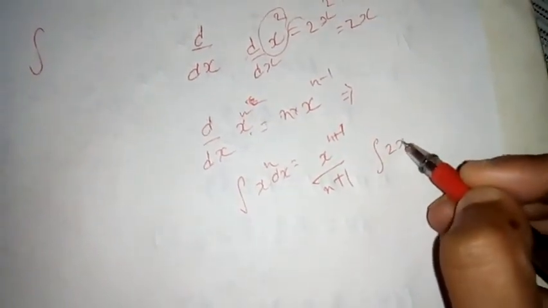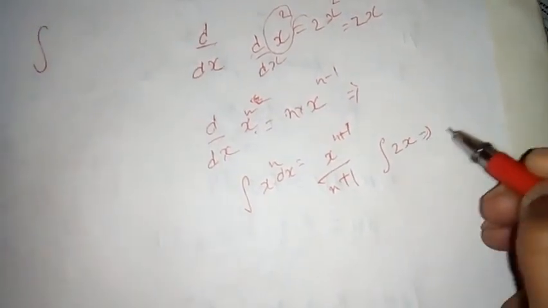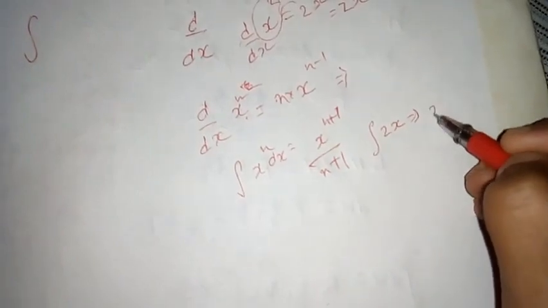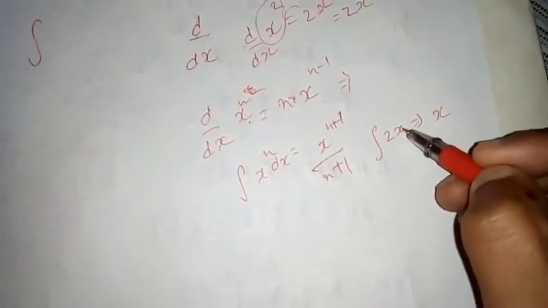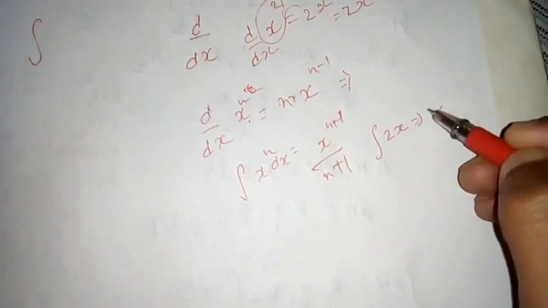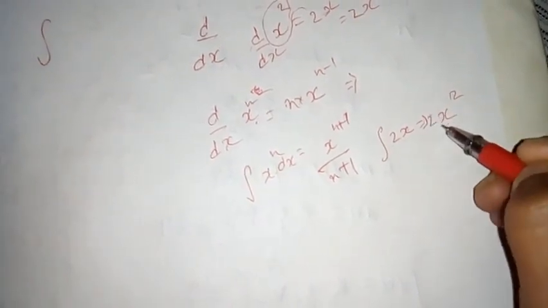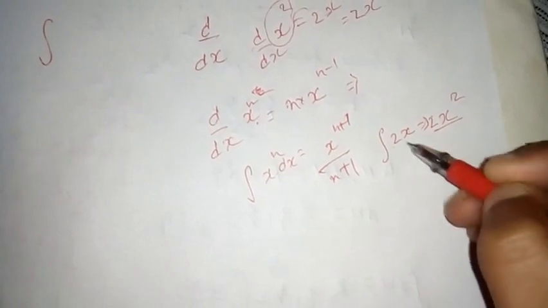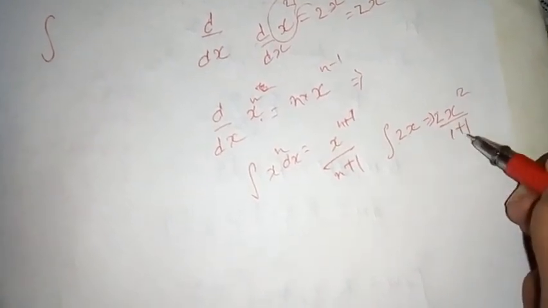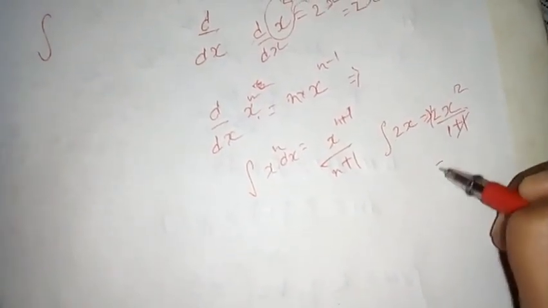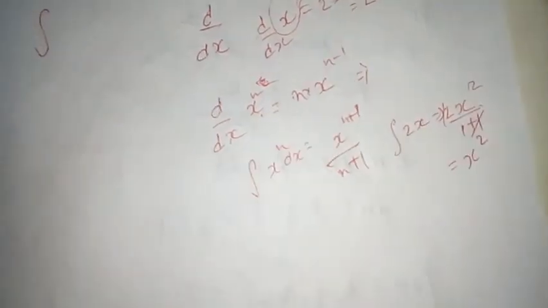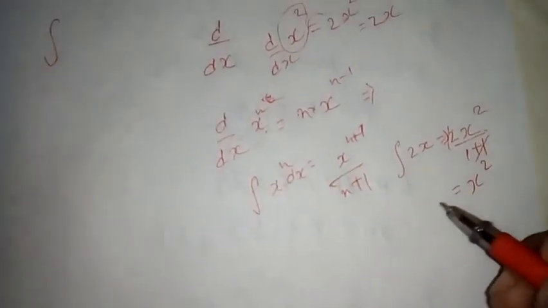Integration of 2x should give me, what did I tell you? It becomes x to the power n plus 1. What is the power of x? 1. 1 plus 1 is 2, and this 2 is already there, divided by n plus 1. N plus 1 is 1 plus 1, which is 2. This 2 cancels out, and I am again left with x to the power 2. So this is how integration works.